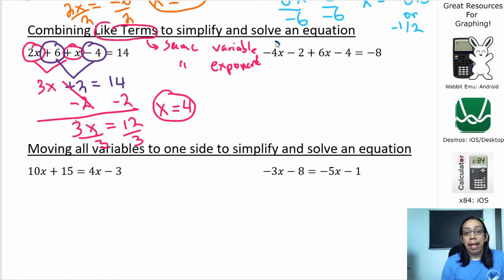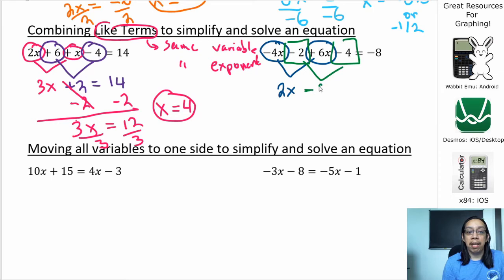Now, again in this problem, we can combine negative 4x and positive 6x. Again, don't forget the signs. Circle those signs up. Group them up. So in this case, we have negative 4x plus 6x. That's going to get me positive 2x. But again, that's not the only thing we can combine. We can combine regular numbers, negative 2 and negative 4. So negative 2 minus 4 basically makes a bigger negative, so negative 6. And we bring down that negative 8.